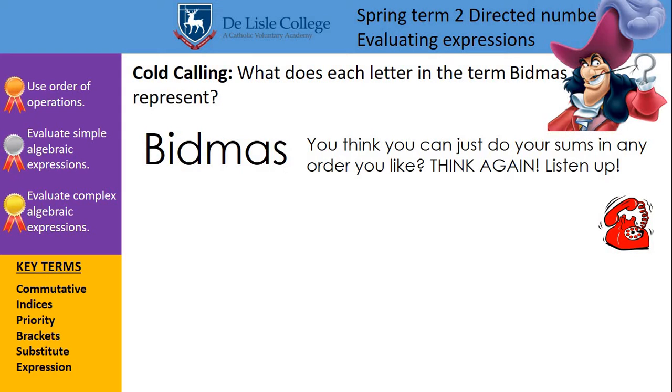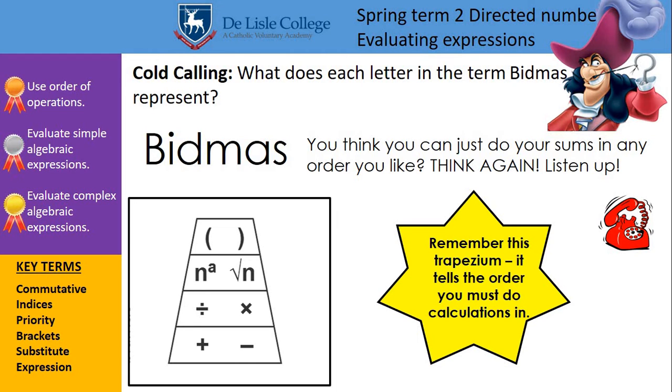Okay, well hopefully you've been able to fill in most of those letters. The second letter, the I, is the one where most people will slip up on. Perhaps you might know what it means once you've seen the word, but let's have a quick look then. So this little trapezium on the bottom left tells the order you must do the calculations in. Now on the next slide it's going to appear again, and I'm going to give you a chance to copy that down.